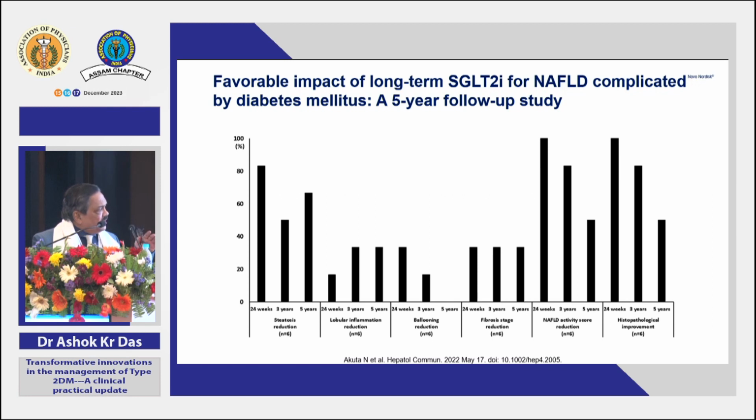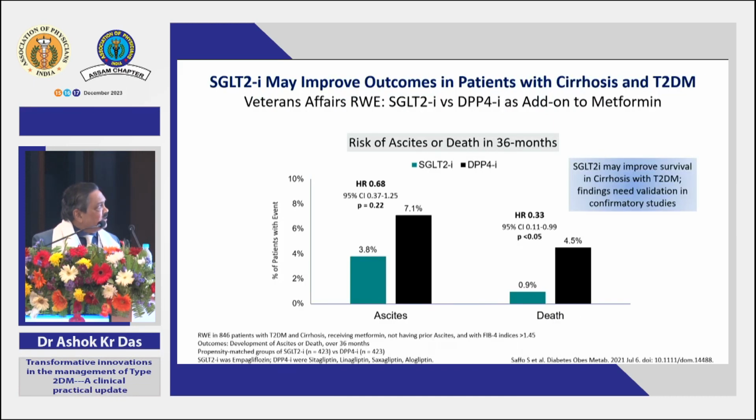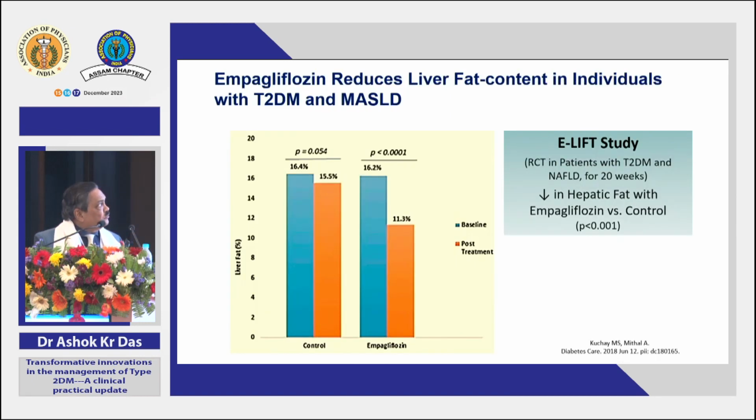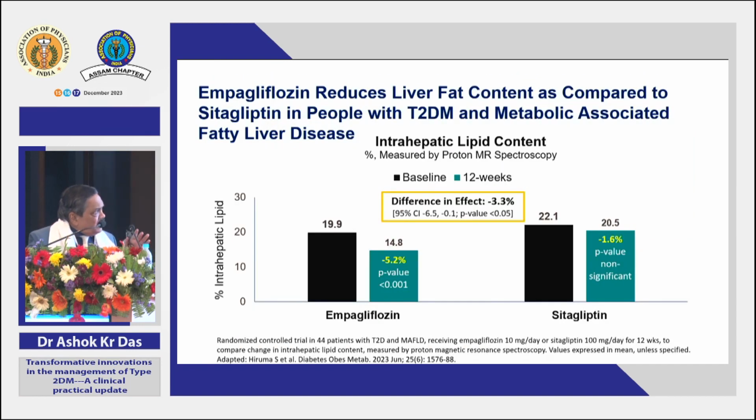Now, it has been shown in a 5-year follow-up study by Akuta that there's a very favorable effect of SGLT2 inhibitors in the NAFLD complicated with diabetes mellitus. And it may improve the outcome also in patients who have cirrhosis in type 2 diabetes. I'm talking about alcoholic cirrhosis, which my esteemed colleague presented before me. Not an ordinary one, but in type 2 diabetes cirrhosis, it also has a role to play. And it has also been shown that empagliflozin in particular, in a study done by Amrish Mittal from Medanta Hospital, now in Max, reduces liver fat content in individuals with type 2 diabetes with MASLD. It also reduces the liver fat content compared to DPP4 inhibitors.